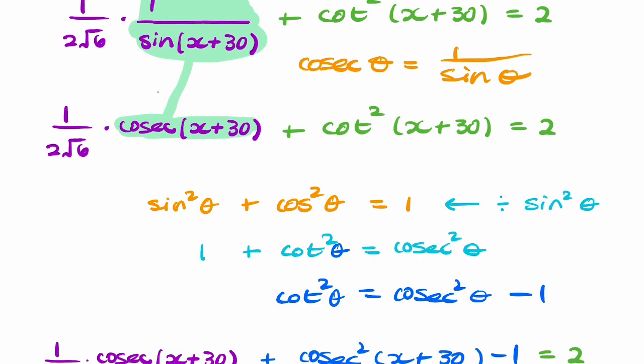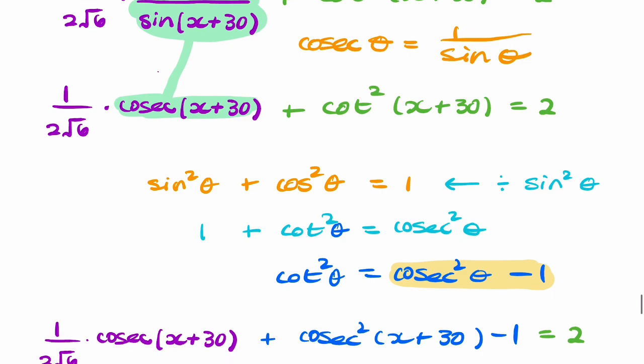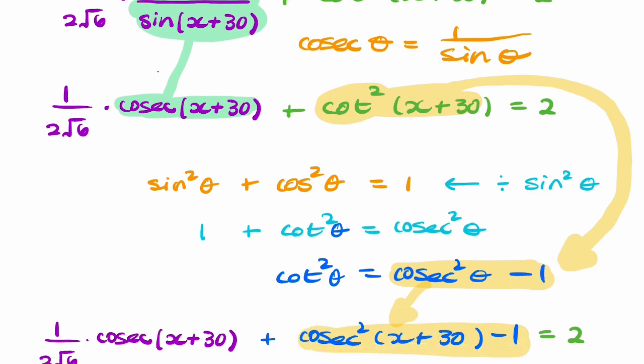So now we can take this cosecant squared minus 1 and replace the cotangent. So the cotangent squared becomes cosecant squared minus 1. So it's just a case of substitution.